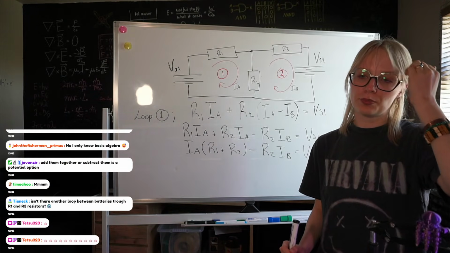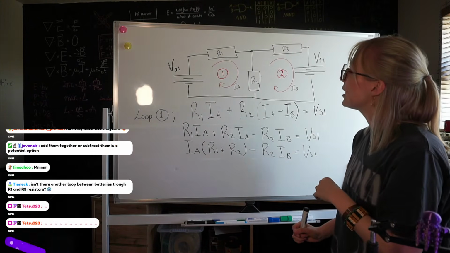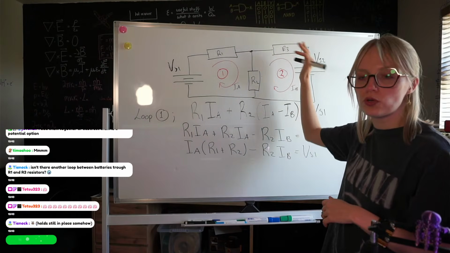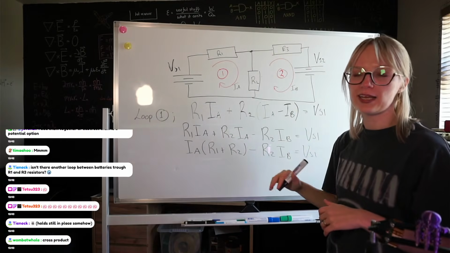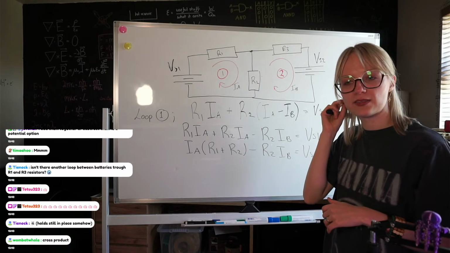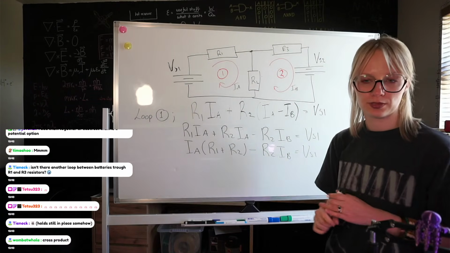Isn't there another loop between the batteries through R1 and R? That's just a giant loop. No, in this case, there's just one. These are two separate enclosed loops. No, there isn't another loop. It's not like you're trying to find more rectangles. As long as every loop is covered, every gap is covered, that is a loop in loop theory done.